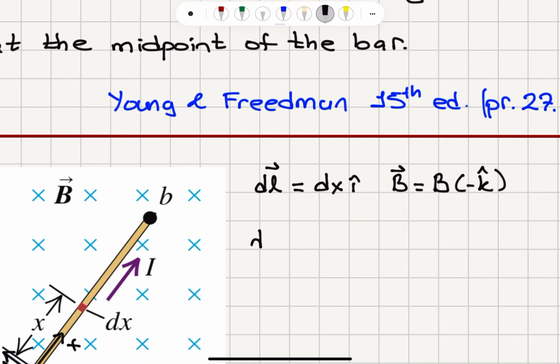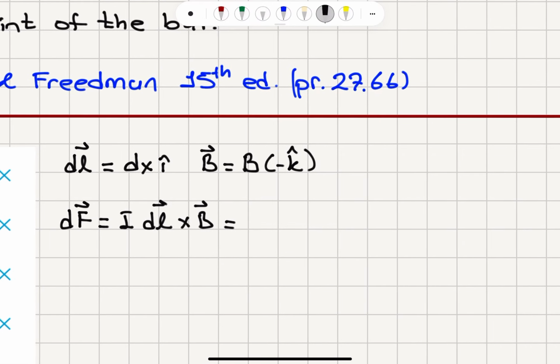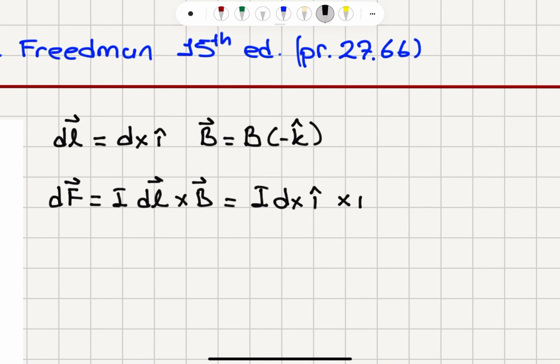So if I write the force acting on this line element, it's I dl vector cross product with the magnetic field vector, and that is equal to I dx i hat cross with B in minus k hat direction.